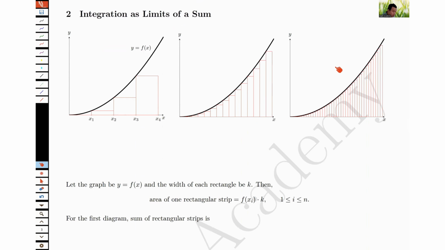There are three diagrams here. Let me orientate you a little bit. We have the same graph, but I'm trying to approximate the area under the graph using rectangles being drawn. On the left side, you only have three rectangles. As I move right, I use more rectangles, but they are smaller and smaller.